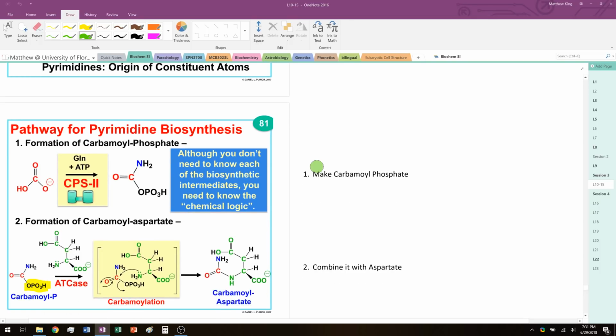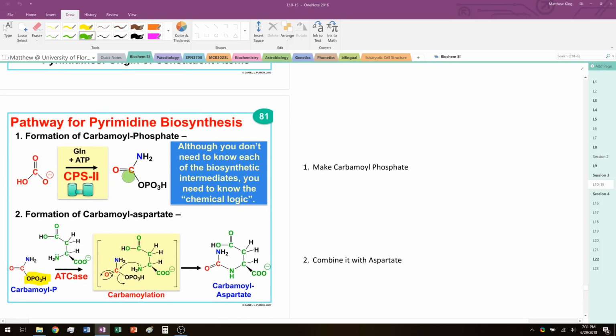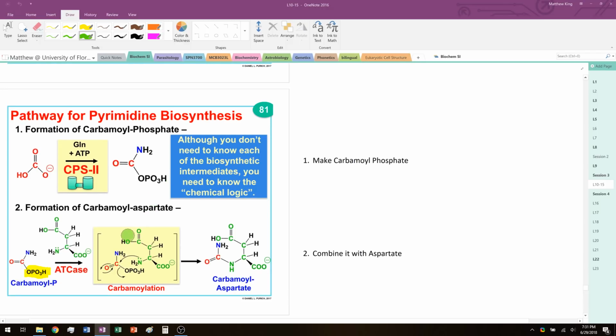Making a pyrimidine is a little bit easier. We're going to run into our old friend CPS2, and our first component of making this pyrimidine is carbamyl phosphate. Carbamyl phosphate is made by using glutamine and ATP, and it has, we've seen this before, CPS2. That's how you make carbamyl phosphate, and it has the little bucket mechanism again.